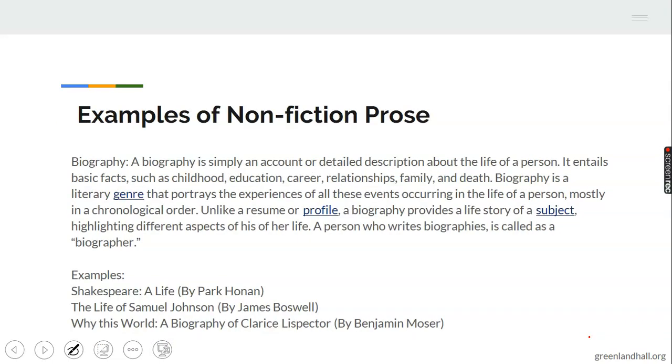And let's see examples of non-fiction now. The first is a biography. A biography is the life history of somebody written by another person. Whoever writes a biography is called a biographer. It is the life story of a person written by another person.